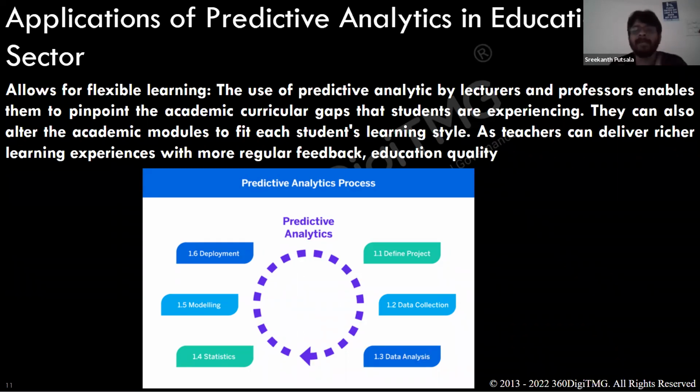I can get the feedback by looking into the feedback. We can do the analysis. So they can also alter the academic modules to fit each student's learning style. These are certain modules or methods that are being developed in the education system by using historical data. And teachers can deliver richer learning experiences with more regular feedback.